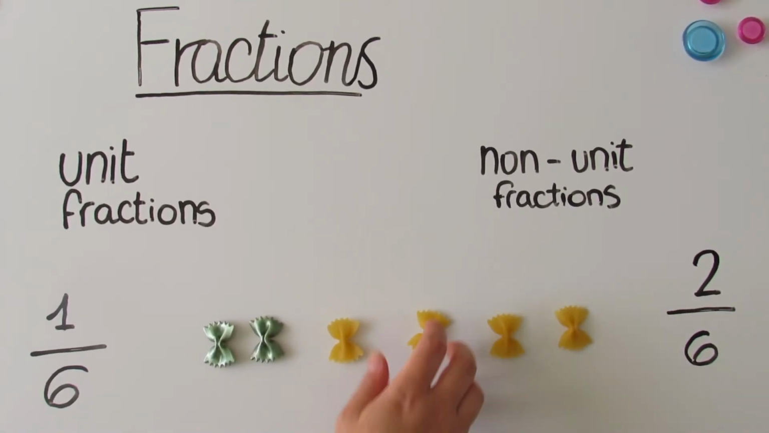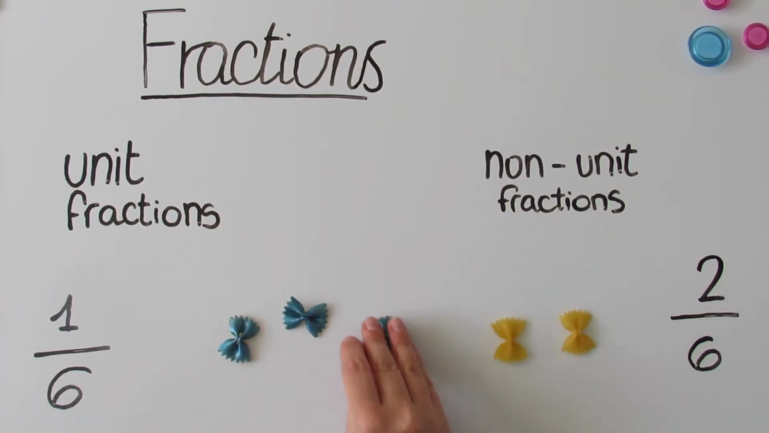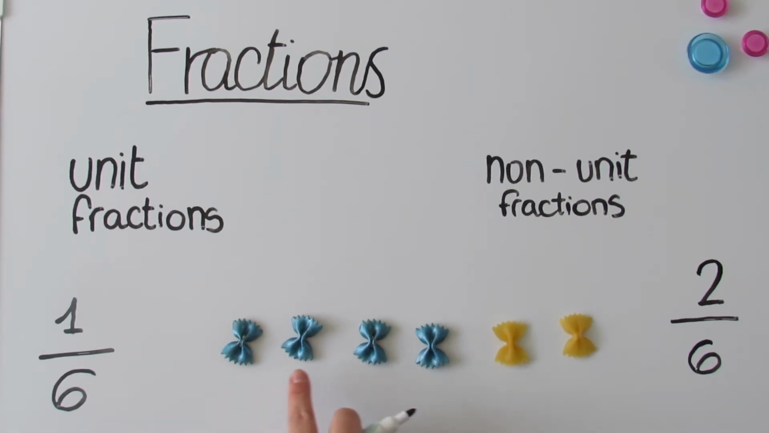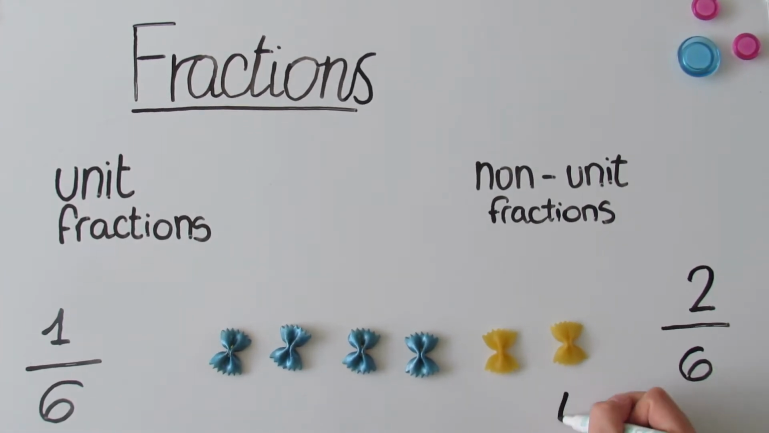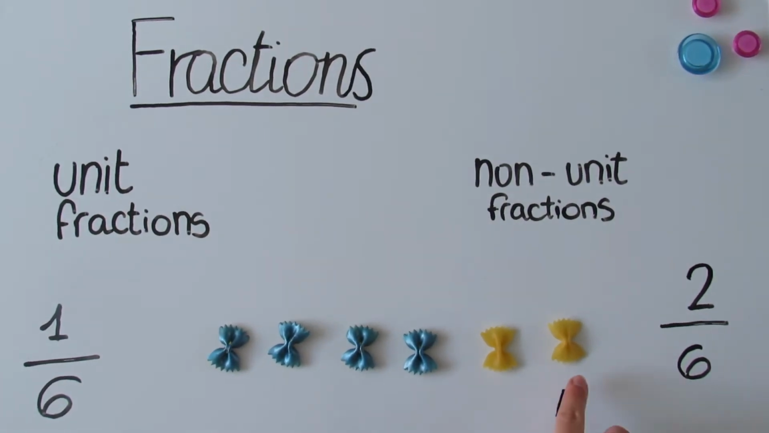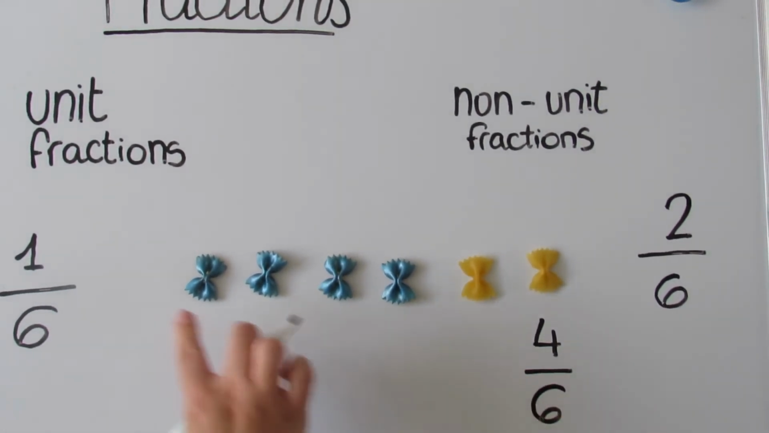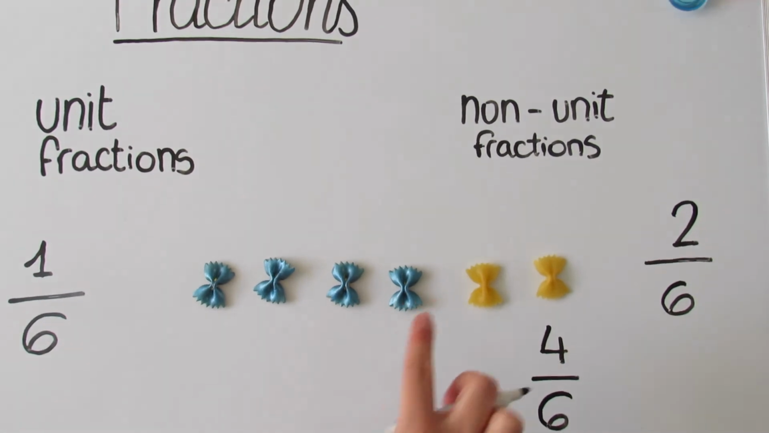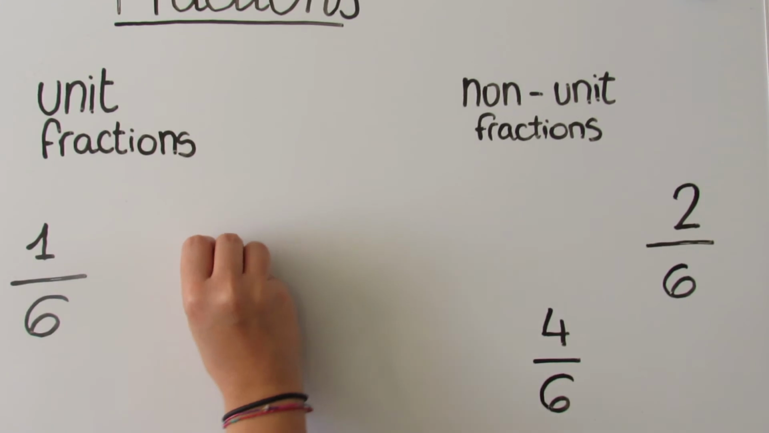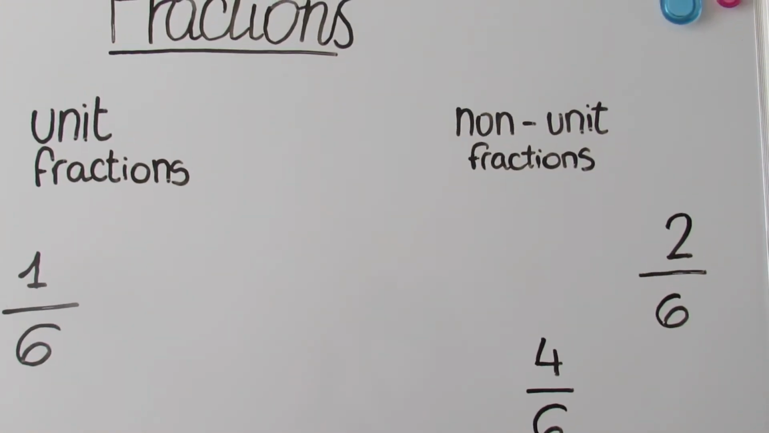And what about if we change these to blue? So we have 1, 2, 3, 4 blues. So we have 4 out of 1, 2, 3, 4, 5, 6. So as you can see, our whole stays 6, but we change the number on top. That is called the numerator.